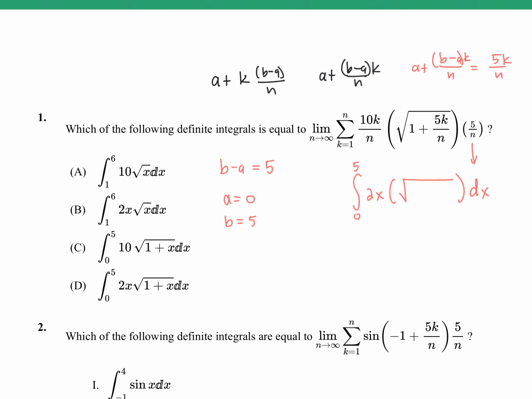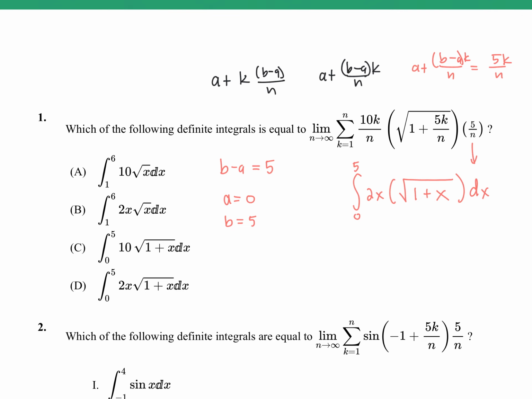Okay, and now if this is what we plug in for every x, that means this just has to be x, since this is the exact same thing, which would make this inside just 1 plus x. And when we look to see if that's an answer choice, which it is, that's D.